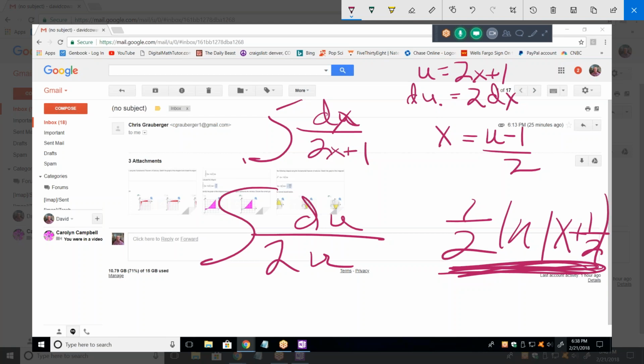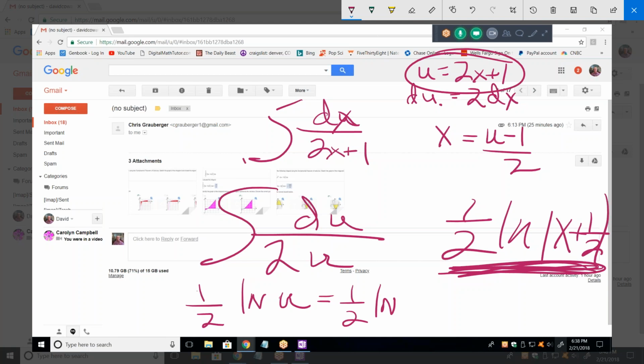I do get the same answer, I believe. I'm going to take the half out, and so it's going to be 1/2 the natural log of u, and that is 1/2 the natural log of 2x plus 1. It is a different answer.